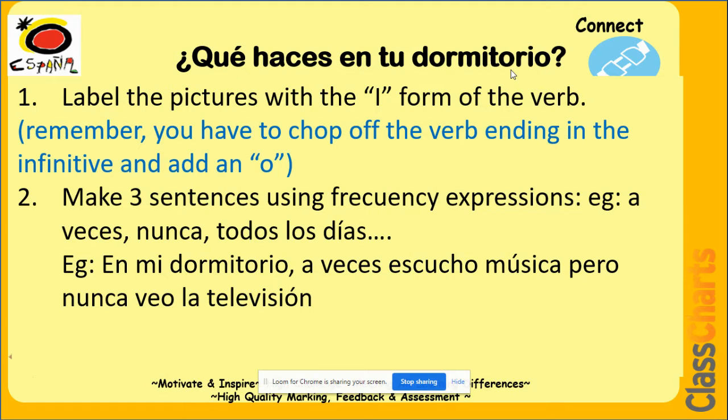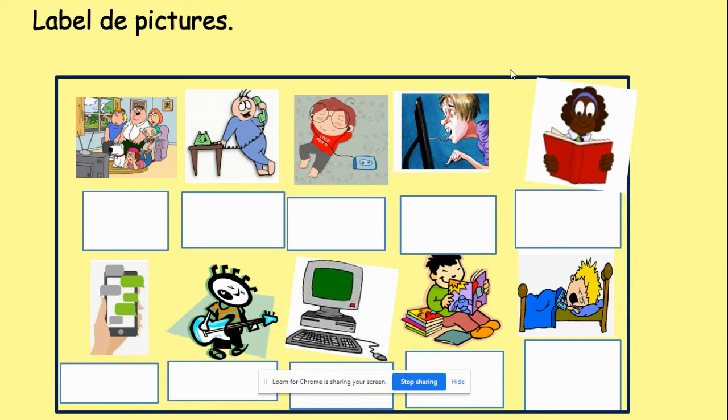So let's start with the first one, the first task. I would ask you to now stop the presentation and try to label those pictures. I also have to say that for the last 3 pictures, the verbs are slightly irregular. So I'm going to give you the answers very shortly. Okay, off you go.